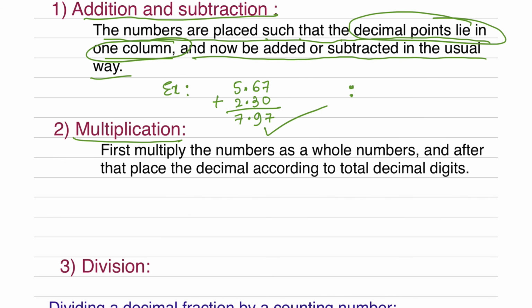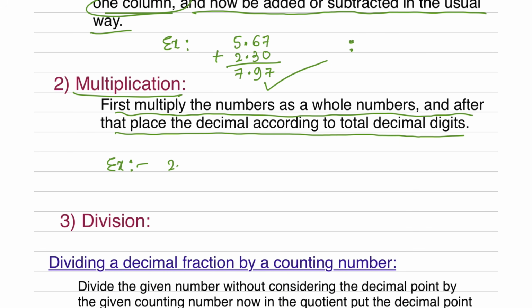In multiplication, first multiply the numbers as whole numbers, and after that place the decimal according to the total decimal digits. Let us see one example. 2.5 into 1.2. You can do it as 25 into 12, means we have to multiply as whole numbers. 12 into 5 is 60, 12 into 2 is 24, 24 plus 6 is 30. Now the answer is 300. After that you can keep the decimal point.